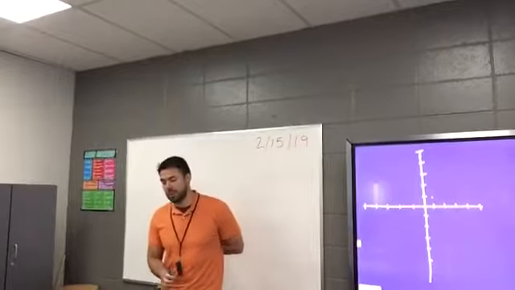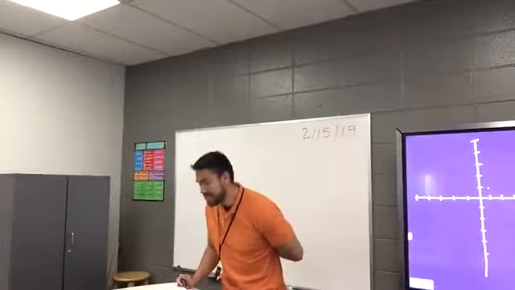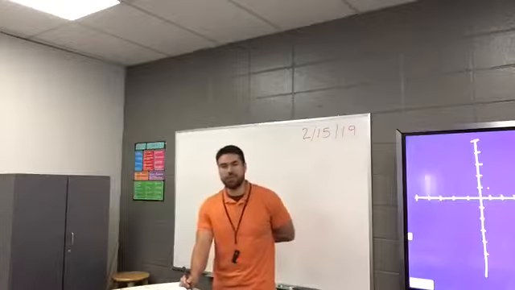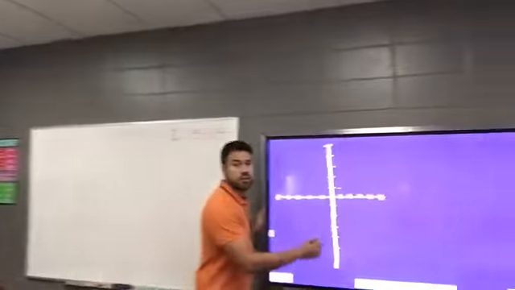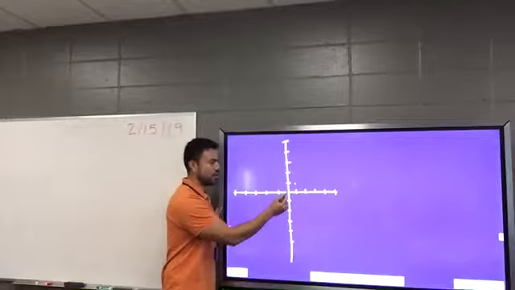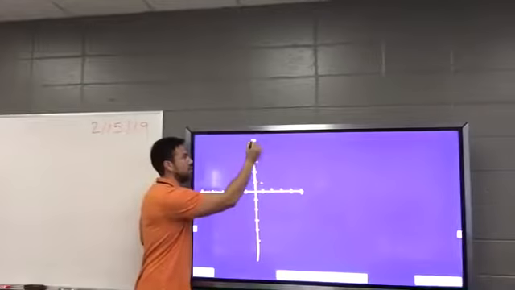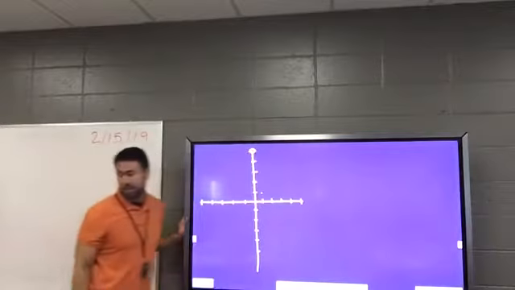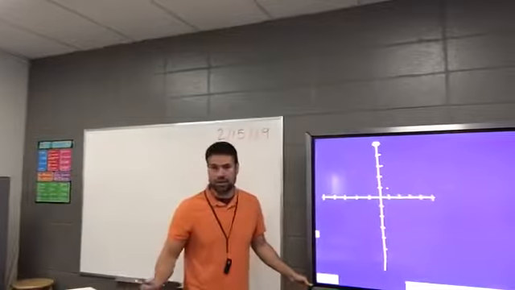Okay, the first point I want you to put on that graph is 0, 5. 0, 5 on that graph. So starting with the origin, I don't go left or right, but I do go up 1, 2, 3, 4, 5. So a little point right there. And then the second point I want you to put is 1, 1.